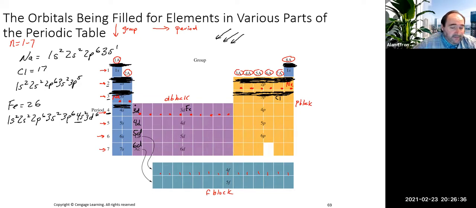So this would be 3d1, 3d2, 3d3, 3d4, 3d5, and 3d6. So there are some areas where, if you're not 100% sure what's going on, you might get the wrong one. And that's for sure. The D block is always one behind the period number. Question on that?